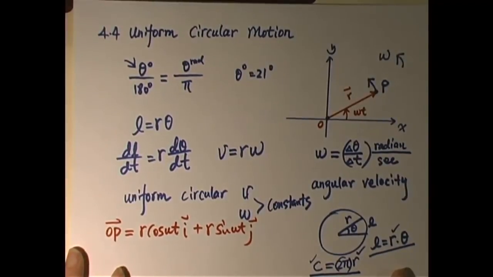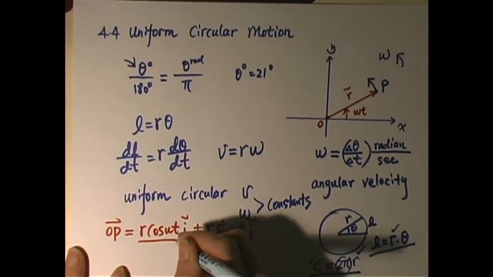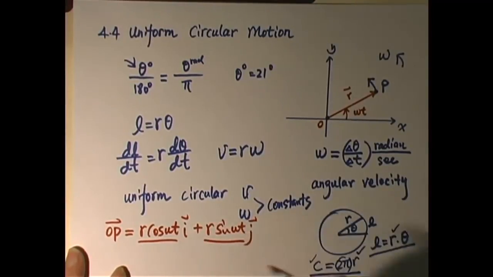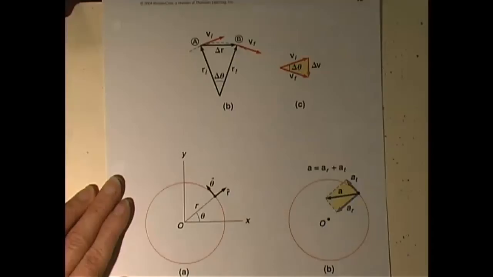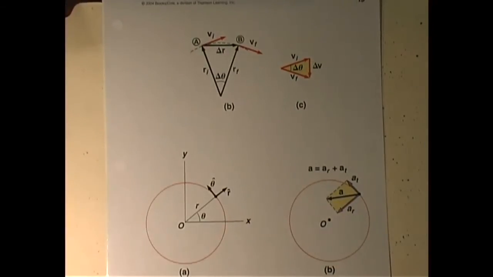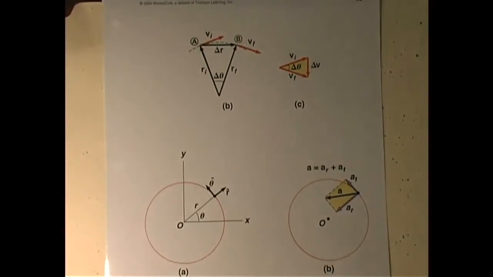That is the position of particle P. Always say that is the expression for the vector OP. It has an x component and a y component. Now let's take a look at what happened from the graphic point of view before we go into the detail of mathematics.